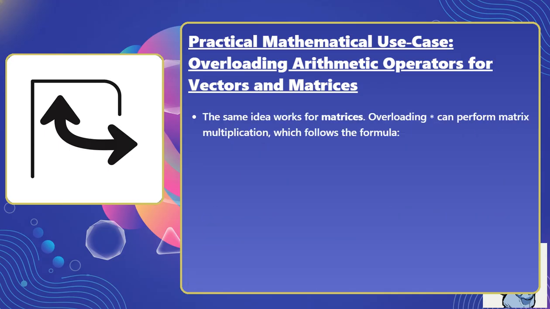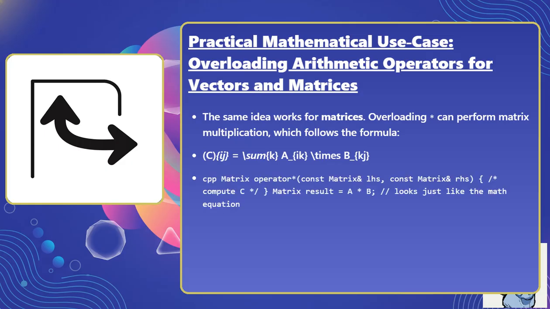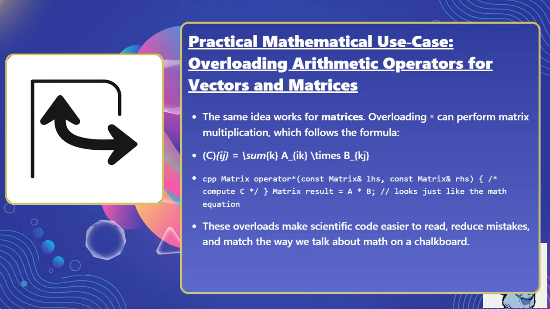The same idea works for matrices. Overloading star can perform matrix multiplication, which follows the formula C_ij equals the sum over k of A_ik times B_kj. Matrix operator times takes a const reference to a left-hand side matrix and a const reference to a right-hand side matrix and computes the product. Matrix result equals a times b, which looks just like the math equation. These overloads make scientific code easier to read, reduce mistakes, and match the way we talk about math on a chalkboard.